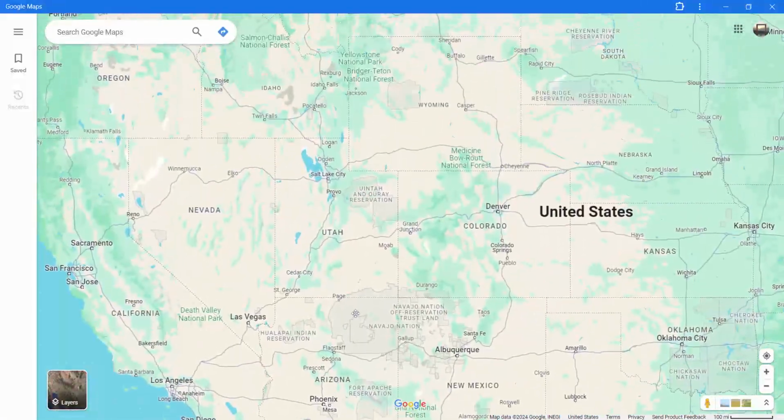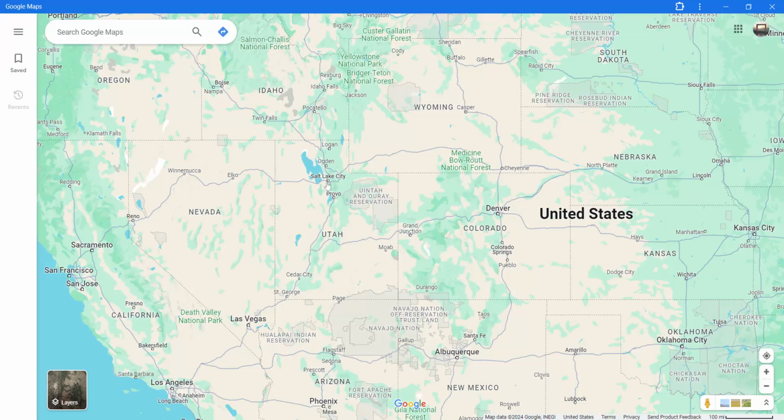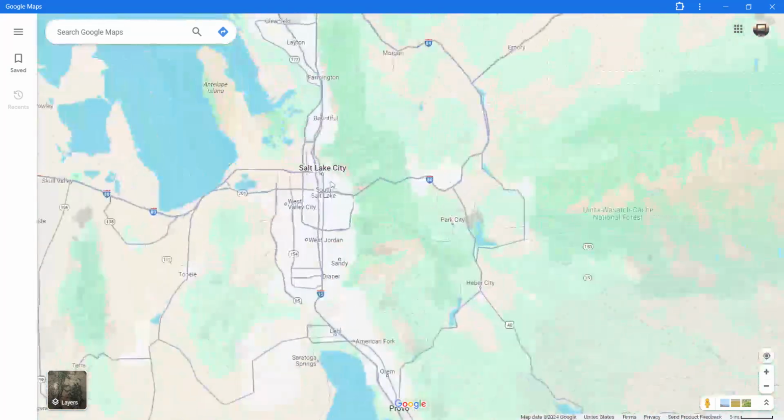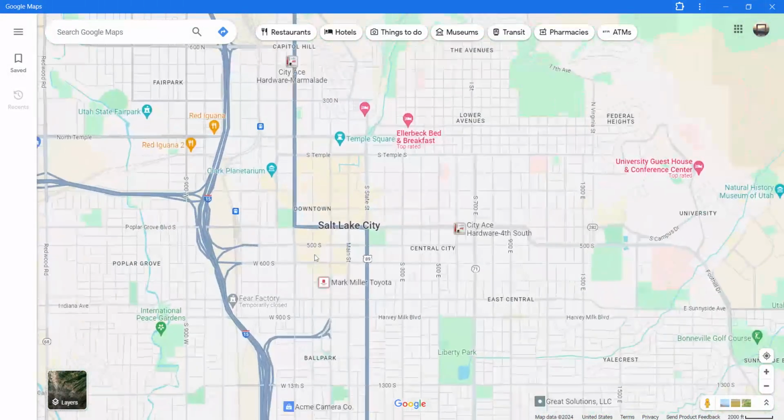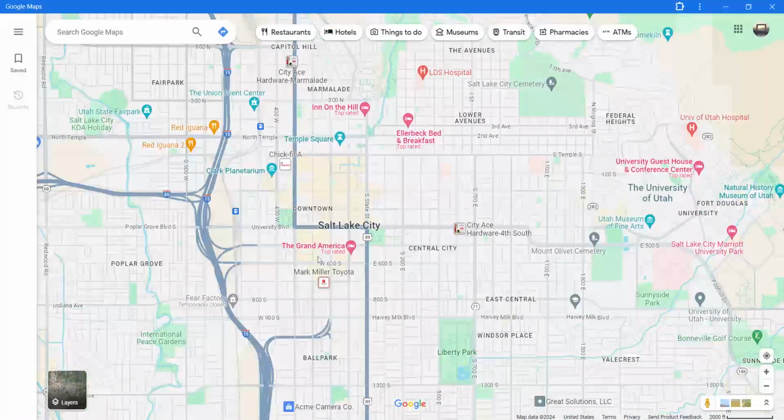North of Arizona to the state of Utah and its capital, Salt Lake City. Salt Lake City, Utah.